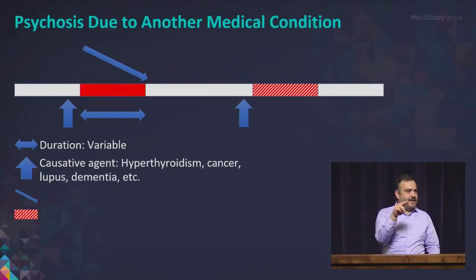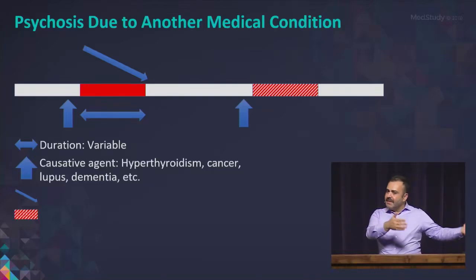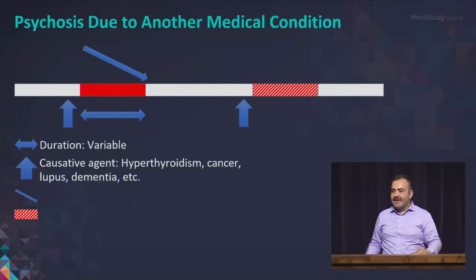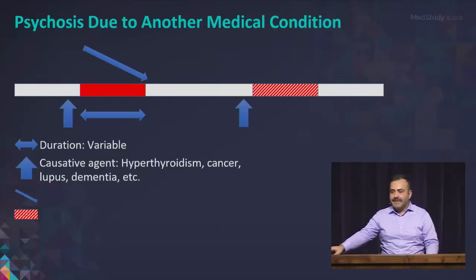Lupus is actually one of those interesting ones because you treat it with steroids, and you have a patient who becomes psychotic, has a history of lupus, and is on steroids. Then you have to think, is it substance-induced psychosis because of the steroids, or is it due to the medical condition? There's only one way to differentiate: increase the steroids. If the patient gets better, it's caused by lupus. If the patient gets worse, it's caused by steroids.